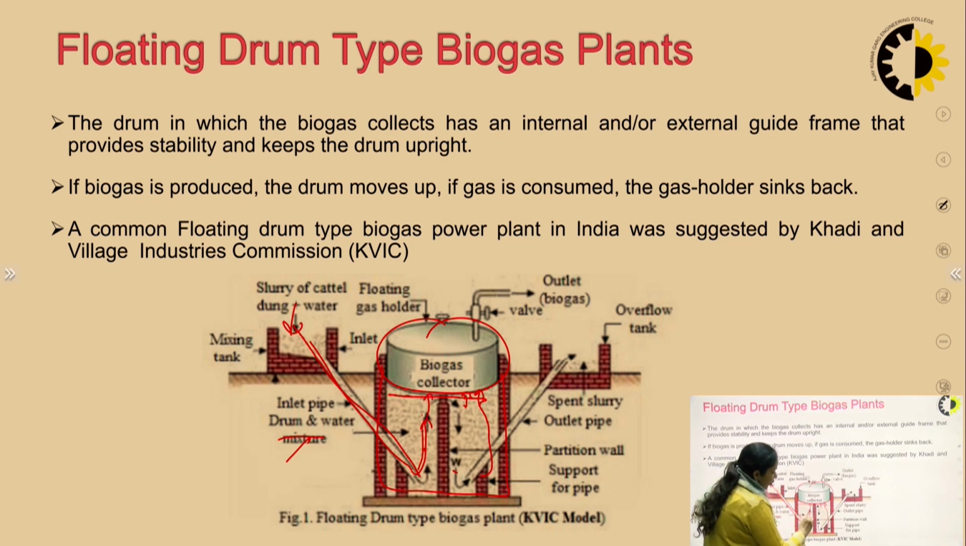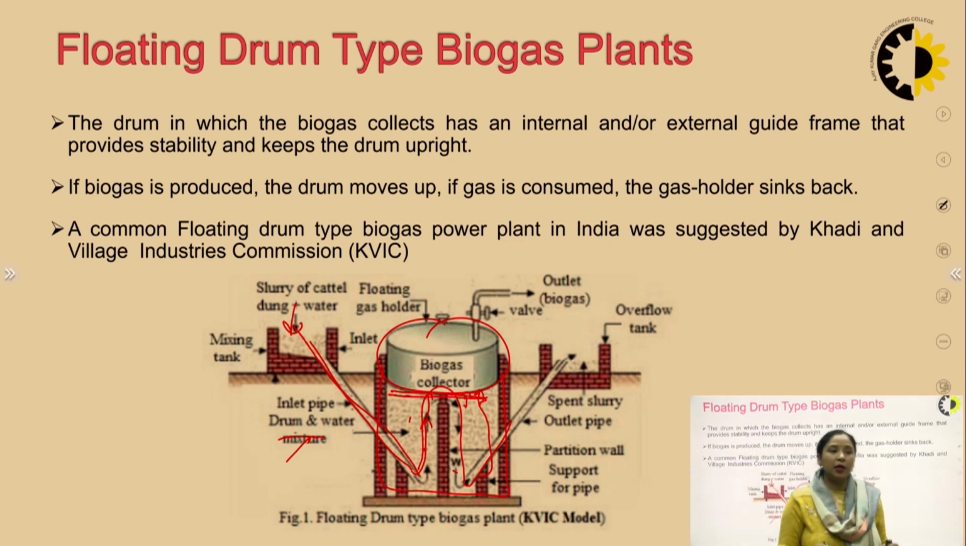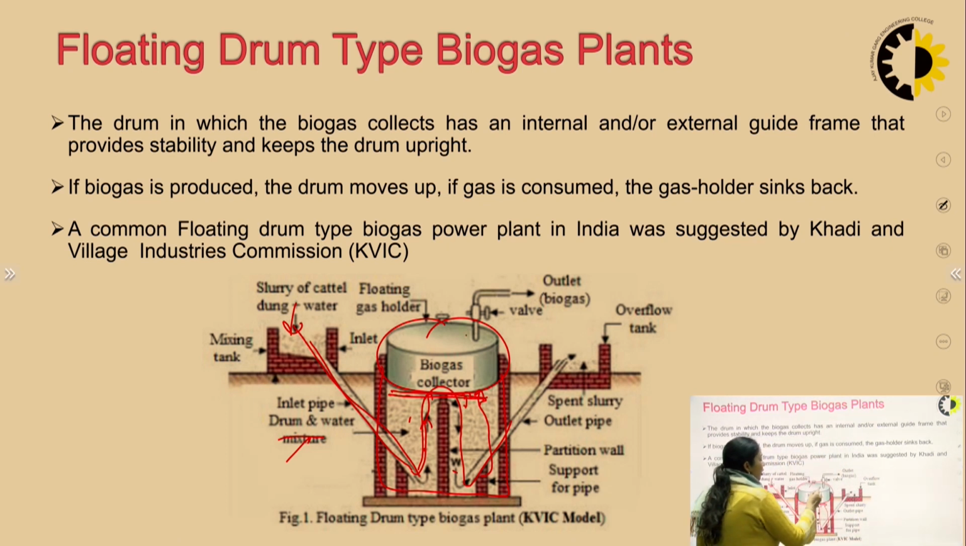First of all, it follows the path like this, but when the slurry is enough, the fermentation takes place. No more slurry is kept into it, and the gas is collected in the biogas collector. Here this part is fixed, but this is floating. When enough gas is generated, it goes upward.